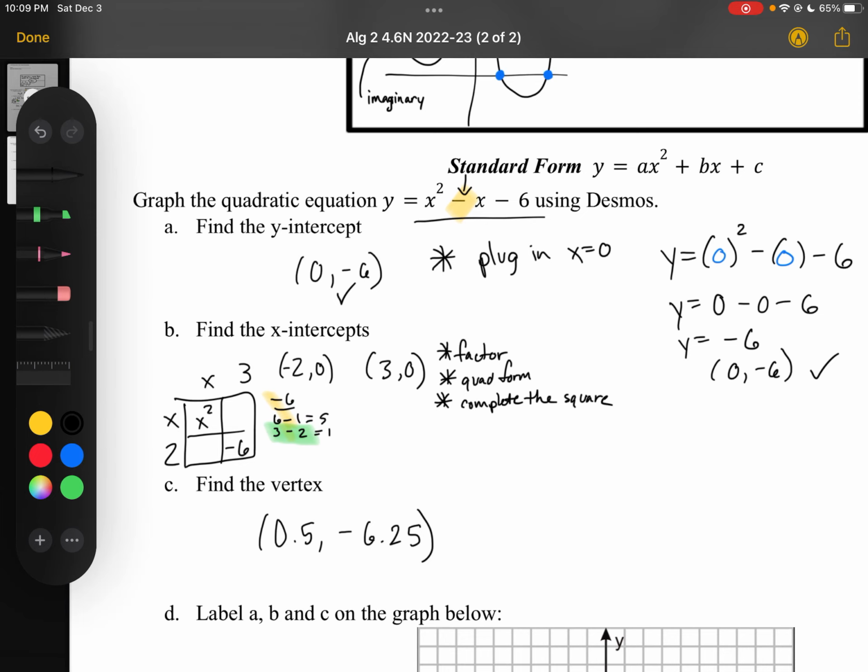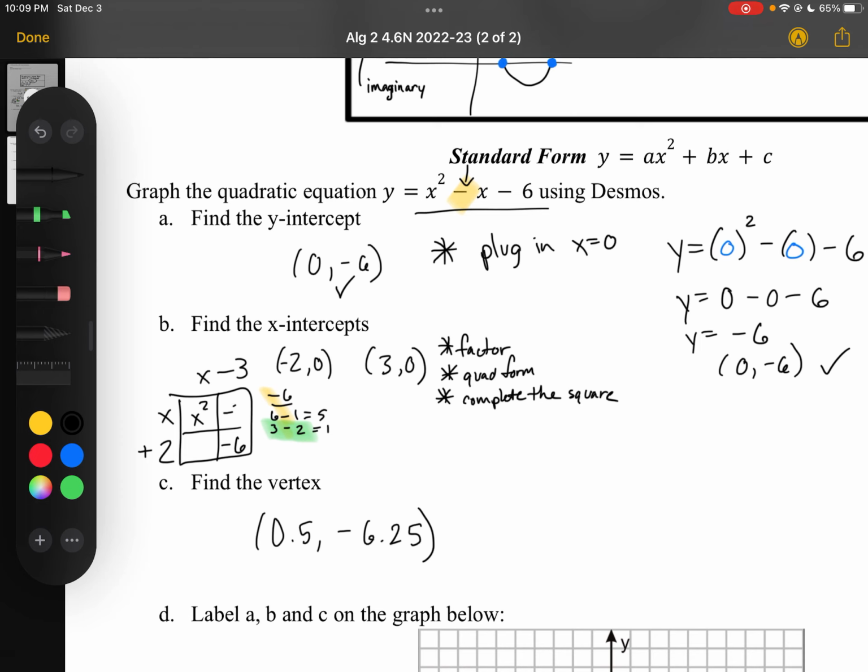Now I just have to be careful to make sure that we're accurately doing this. Our center term is negative, so that means our larger number gets the negative sign. Our other number stays positive. So negative 3x, positive 2x. So minus 3 and plus 2 does give us negative 1. Minus 3 times 2 does give us negative 6. So we've correctly factored this into x minus 3 and x plus 2.